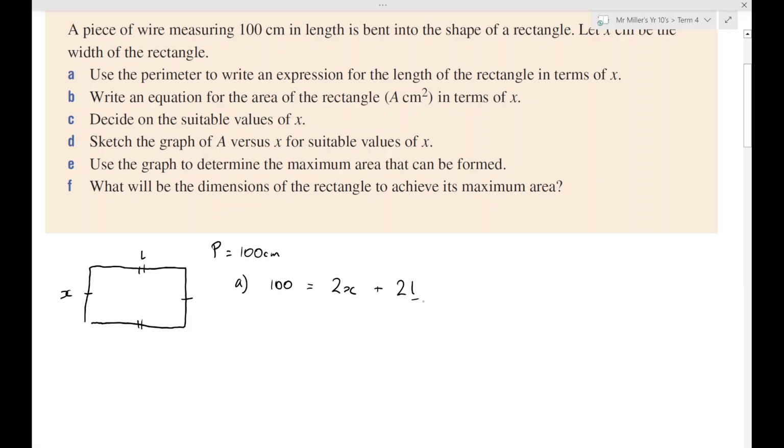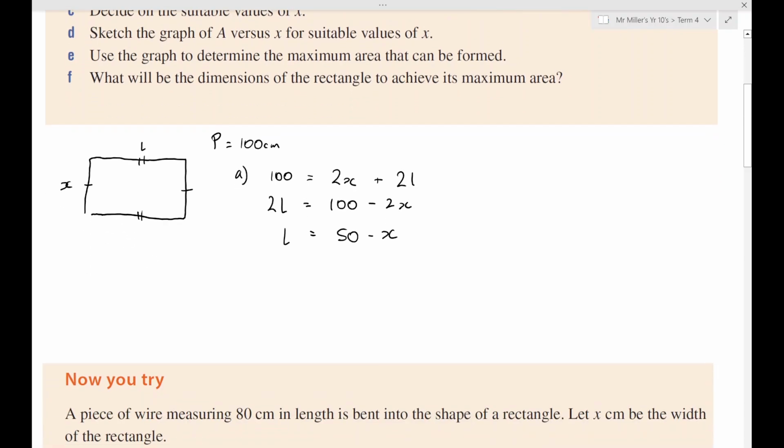So I've got my length in here and I need to isolate it. I'll subtract 2x from both sides. That's going to give me 100 subtract 2x. And then to get L by itself, I just need to divide off 2 from both sides. 50 take x. Okay, so we see L is equal to 50 take x. So we'll just write in 50 take x instead here.